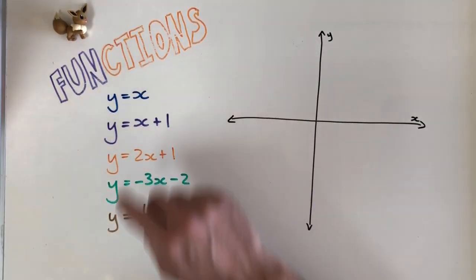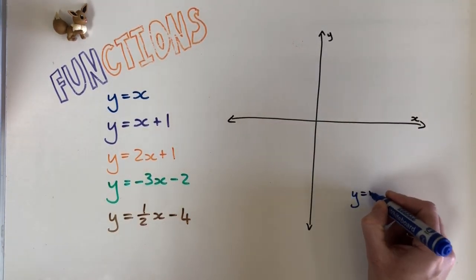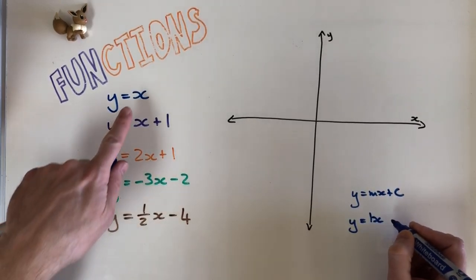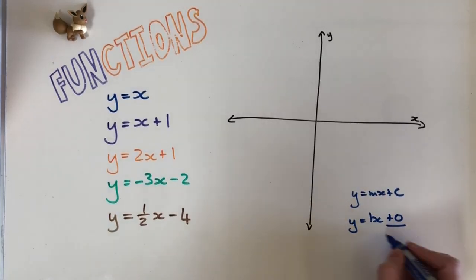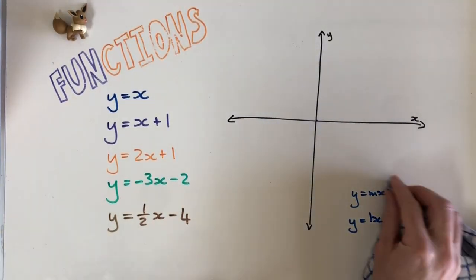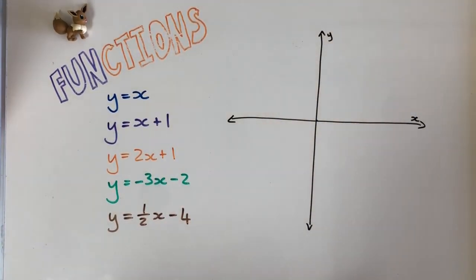So we're going to start with a very important line, which is y = x. Now, I know you're used to y = mx + c, and in this case we have y = 1x, but we don't have a plus anything, so it's + 0. So this line obviously goes through the origin, which is right over there. But y = x is also a special line because the gradient is 1, and in this case the x and y coordinates will always be the same.